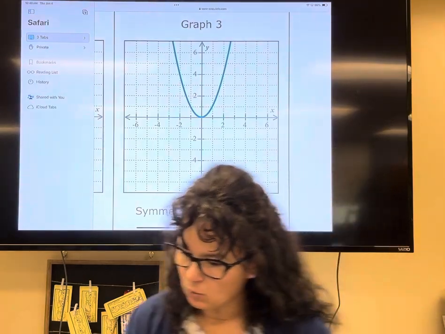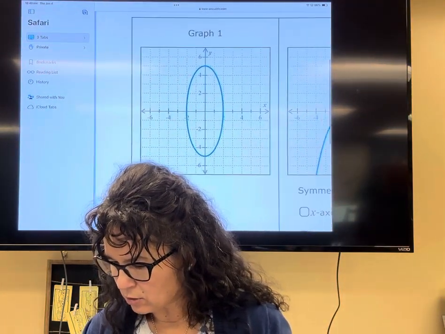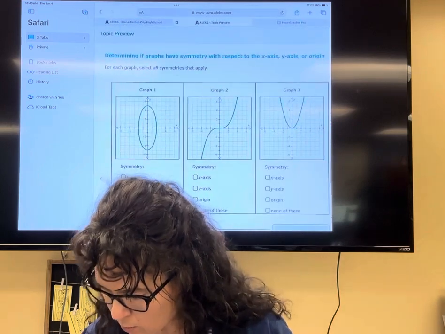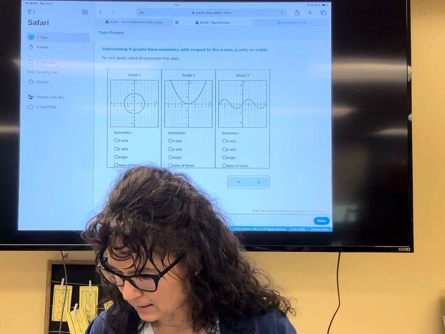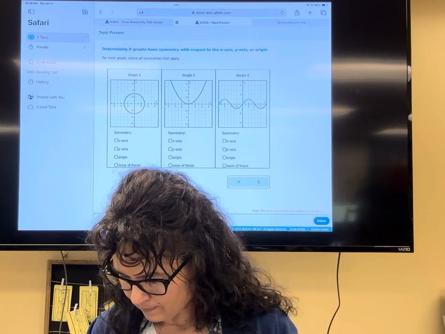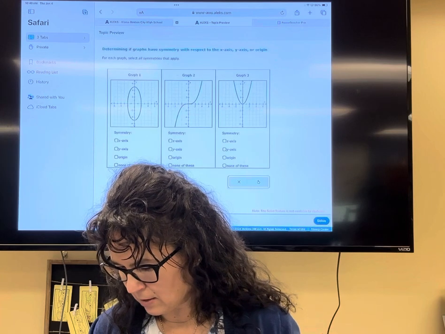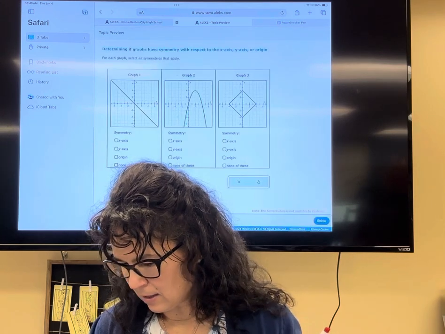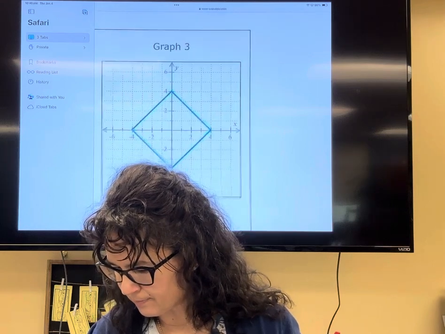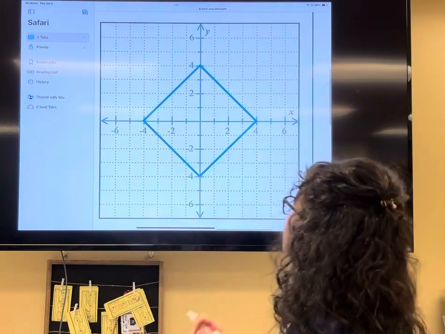Now let's try one that's symmetrical to the x-axis instead. Let's see if I can find just a quick obvious one. There are several in here, but, well, this one has a lot of symmetry going on.